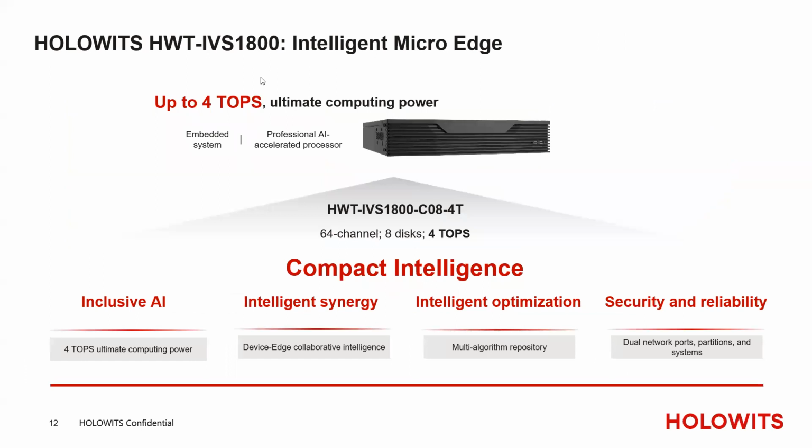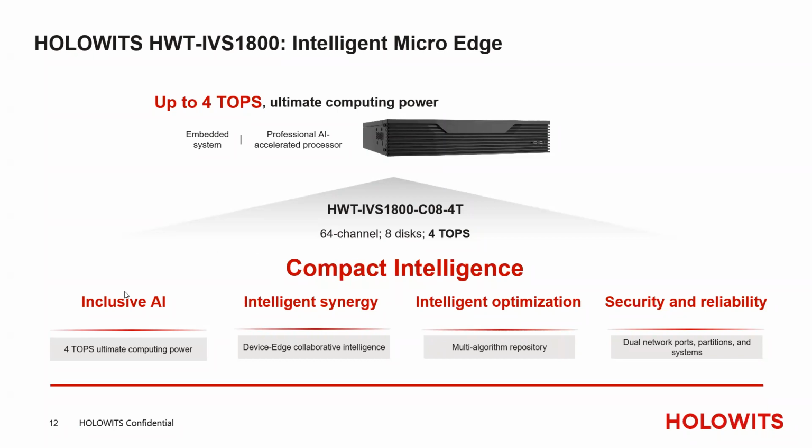This is the HOLOWITS IVS. I think you may be very familiar with this. It has up to 4 TOPS combined power. So it can support our cameras, because if you want to run a lot of algorithms on a road using only 1 camera, the combined power may not be enough. So you can use our IVS to support our cameras to do the AI functions.